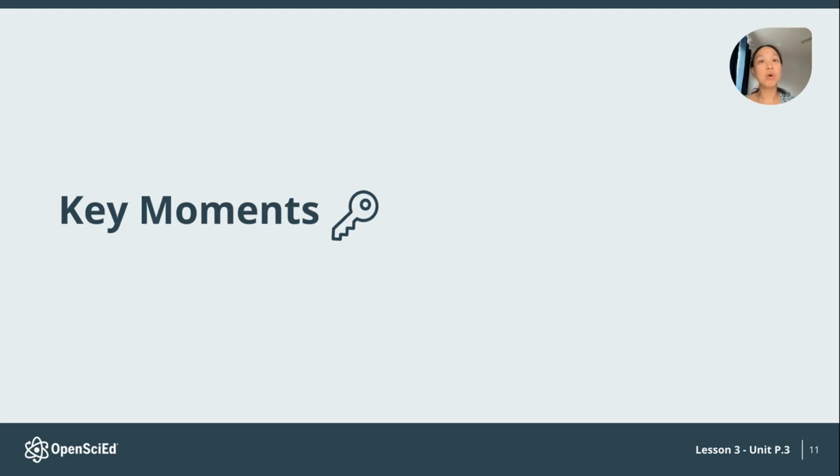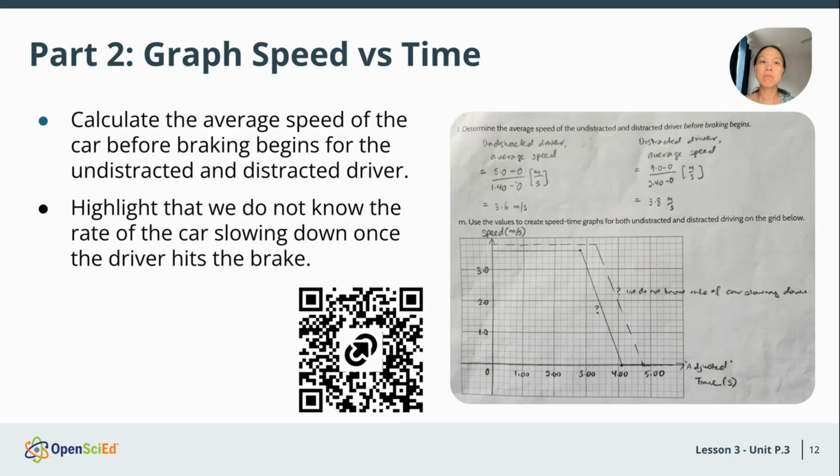Let's take a look at the key moments in Lesson 3. From the line of best fit of the position versus time graph in Lesson 2, students calculate the average speed of the car before braking begins for the undistracted and distracted driver. They then graph speed versus time. The adjusted time in the graph shown here is based on setting time equals 0 when the car enters the frame of the video and not the actual timestamps shown in the undistracted and distracted driver videos. When the driver begins to brake, the speed of the car changes, but we don't know the rate of slowing down, thus we add question marks for those portions of the graph.